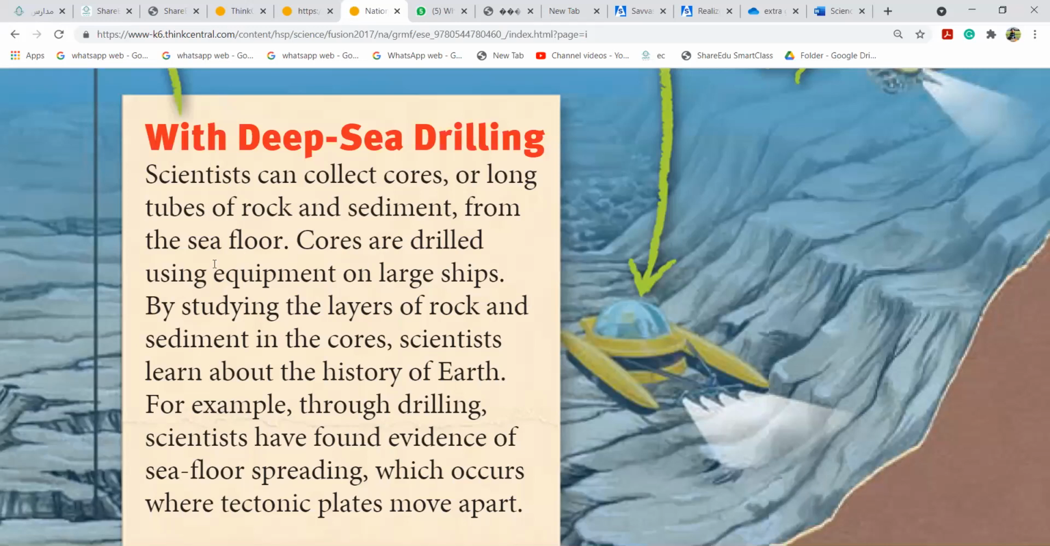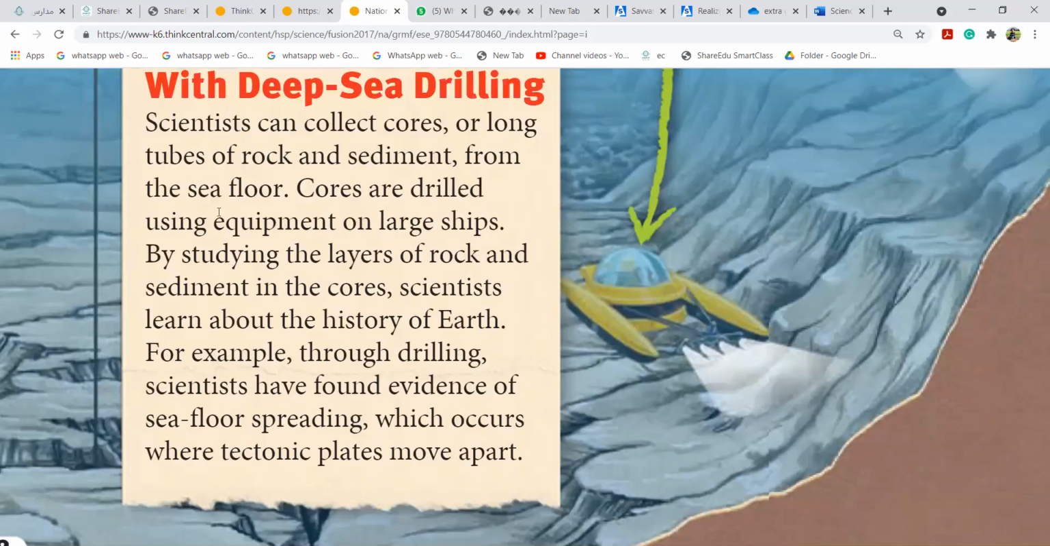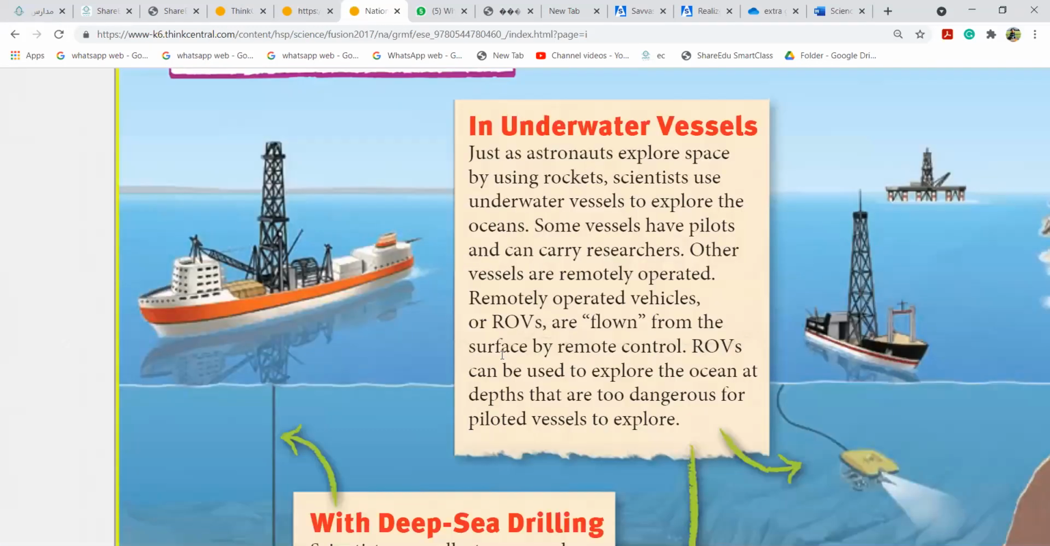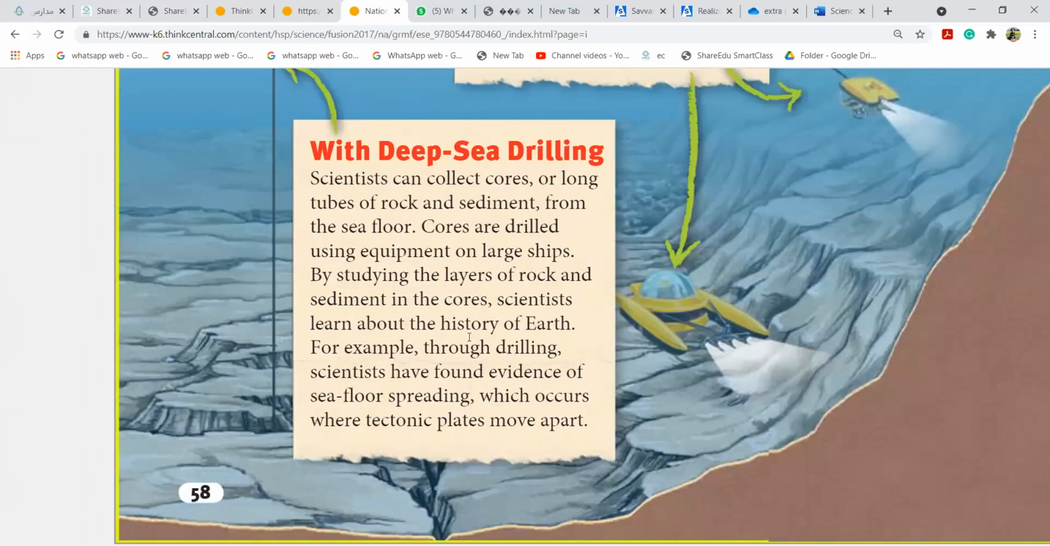Scientists can collect cores, or long tubes of rocks and sediments, from the sea floors. Cores are drilled using equipment on large ships, by studying the layers of the rock and sediments in the cores. They drill by using something. And by drilling, they found the evidence of seafloor spreading, which occurs where tectonic plates move apart. And when they use this drilling, they are actually disturbing the tectonic plates.